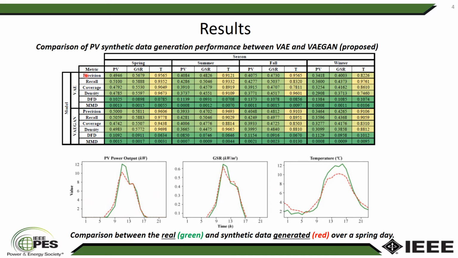This is the output results. We have considered different metrics as shown here: precision, recall, coverage, density, DFT, and MMD. We compared the proposed VAE GAN model with the individual VAE model, and this shows the synthetic data generated, which is in red, versus the real data in green, for solar PV power, solar radiation, and temperature. We consider all four seasons of the year and develop a synthetic data set for PV power, solar radiation, and temperature, as can be seen here in this table.